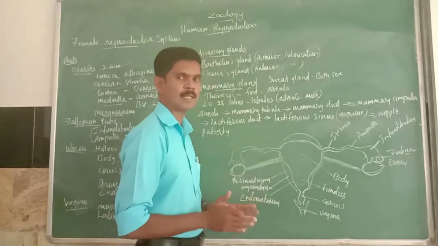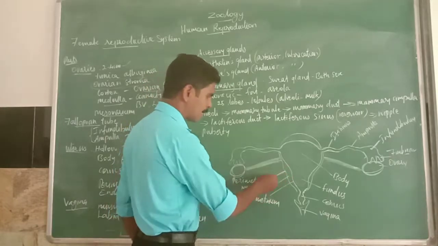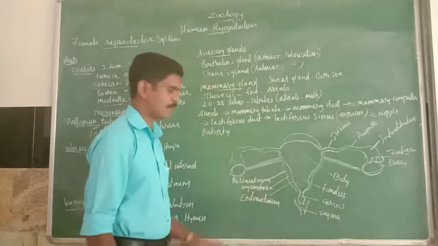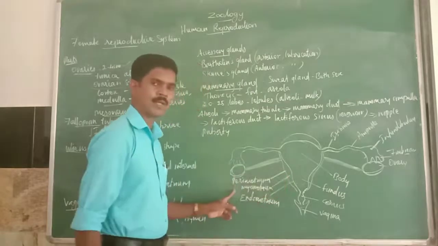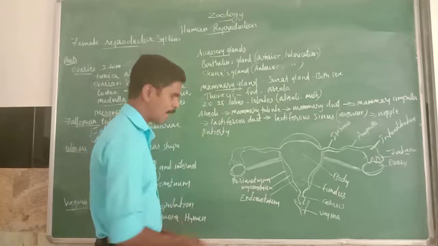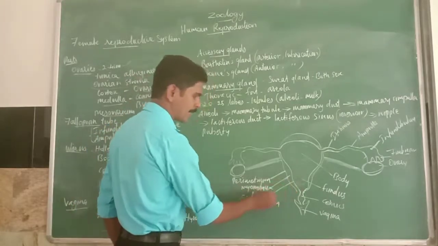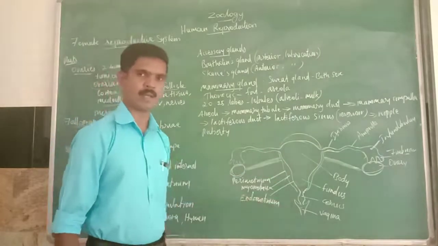There are 3 layers present in the wall of the uterus. The outermost layer is called perimetrium. It's a very thin layer. The middle layer is called myometrium. It's a muscular layer, completely made up of muscles. And the inner layer is called endometrium, the glandular layer, because many glands are present in the endometrium.